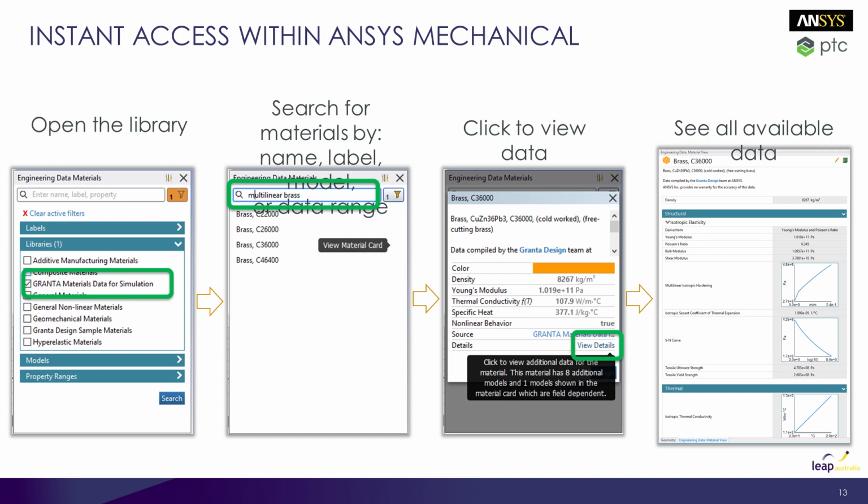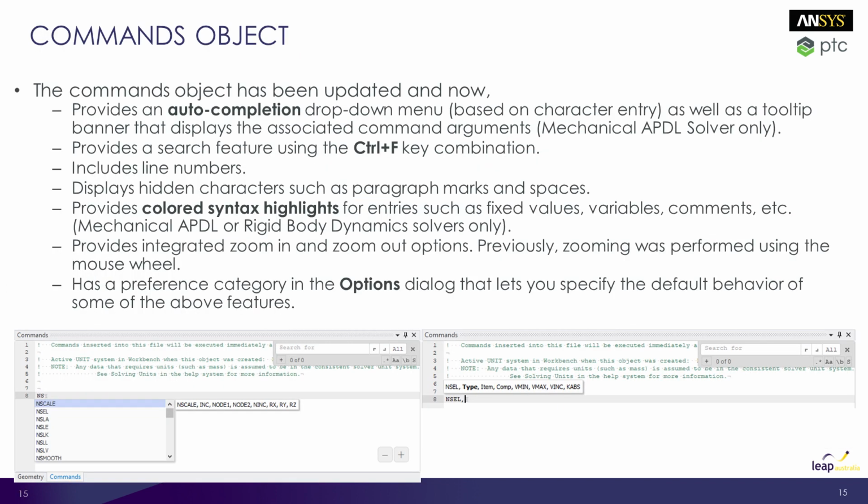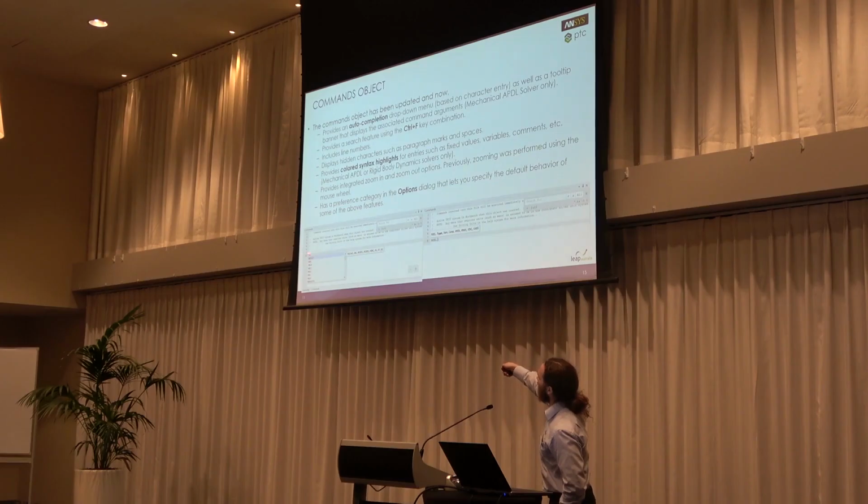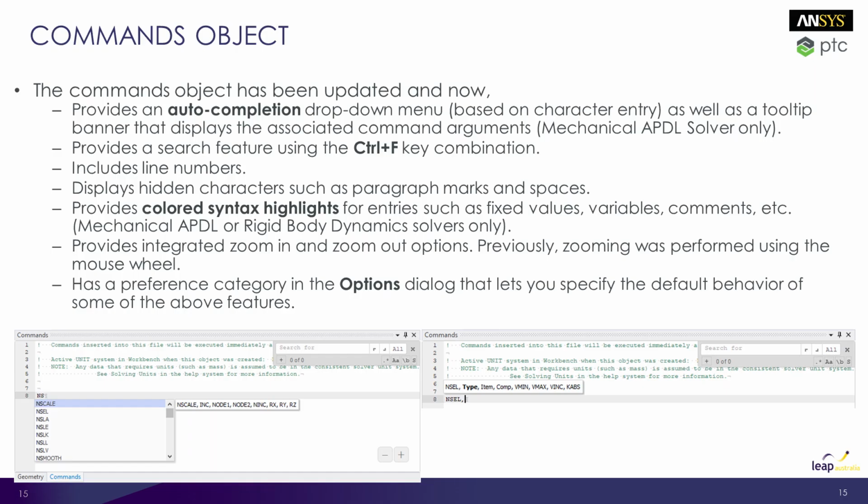Another great tool within the new interface is this commands object. This has been refreshed and updated to make it more like an actual programming interface. If you're familiar with using APDL commands within ANSYS Mechanical, previously it was basically just a text box and you typed your text in or copied and pasted your text in. Now it's more like a programming interface in that if you start to type in a command like NS, it brings up all the possible MAPDL commands that could fit that criteria. And then when you select one of them, it brings up all of the arguments.